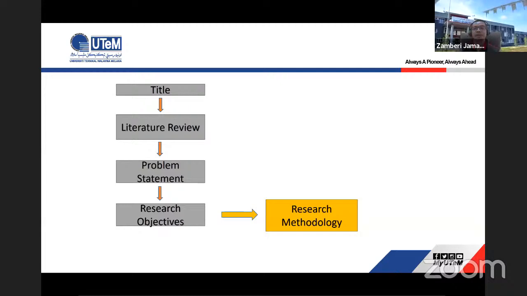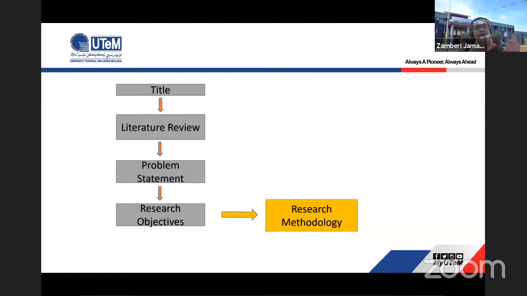Initially, all of us must be very clear on this. I'm talking in the context of research work. So we have a title. Normally the title comes last, and so does the abstract.